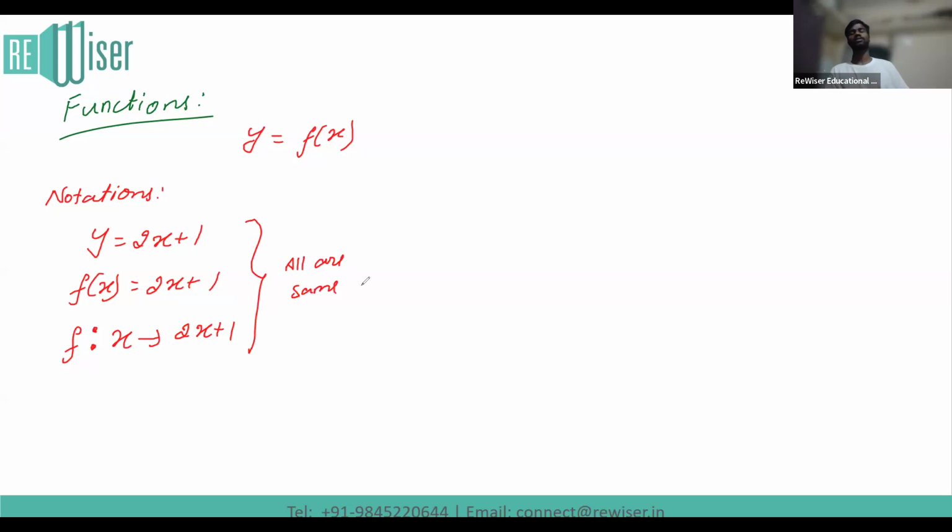The interpretation, or basically the meaning, of all these three equations is exactly the same. First of all, if I talk about solving a simple functional equation, suppose they give you f of x is equal to 2x plus 1, and I need to find what f of 5 is. f of 5 means the value of the y coordinate when the x coordinate is 5.